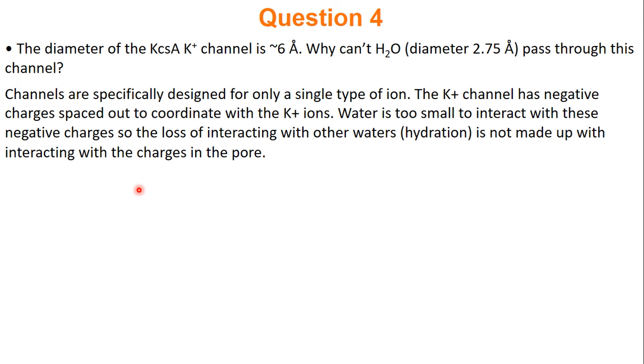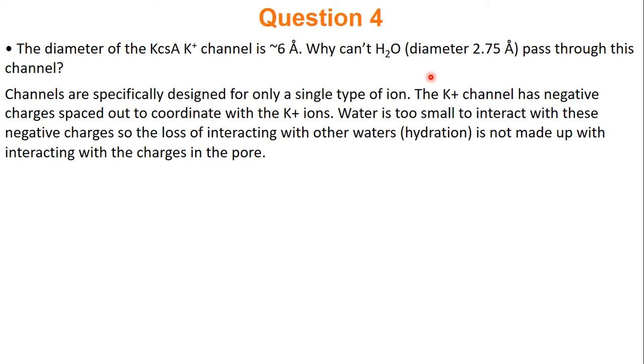All right, continuing on with the potassium channel, another question to make sure you understood this. The diameter of a potassium channel can be 6 angstroms. Why can't water pass through it when it's much smaller? And that's what we just talked about. Channels are made for only one type of ion. So the potassium channel has these negative charges spaced out that will coordinate or interact with potassium ions only. Water is small, so it's not going to interact with these.